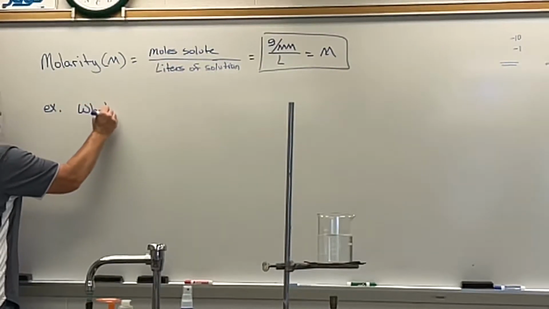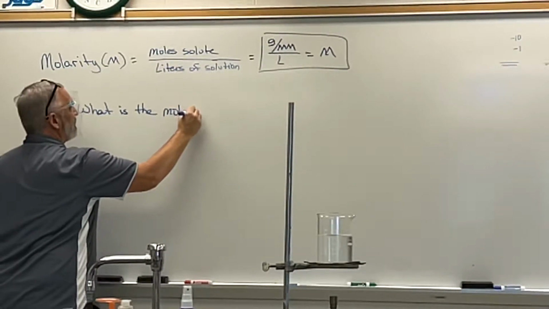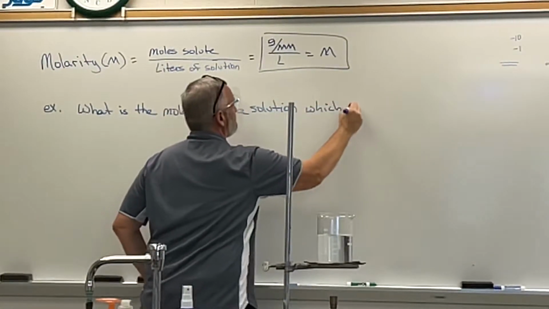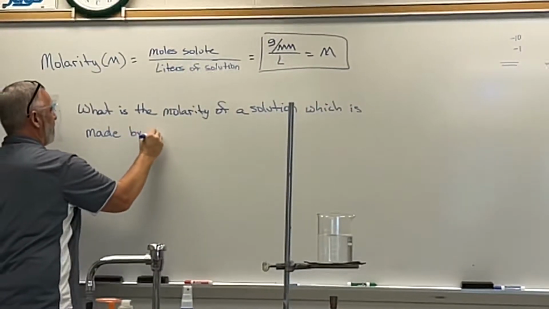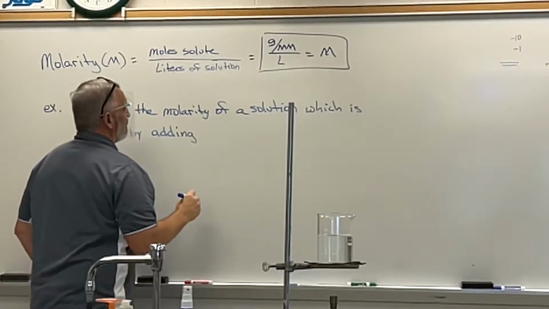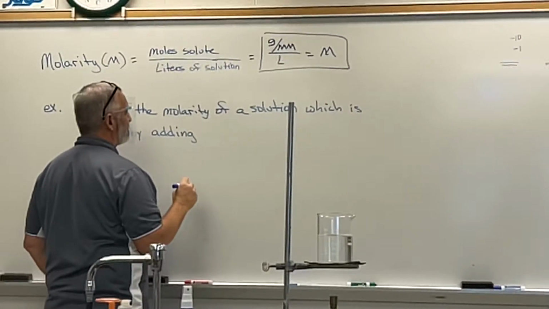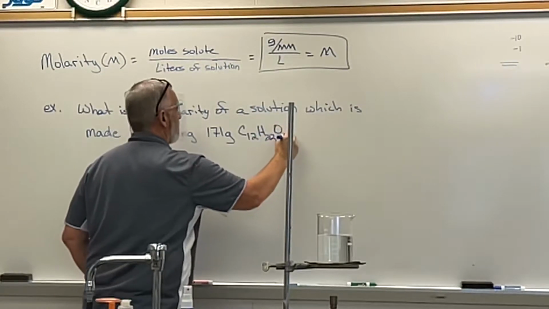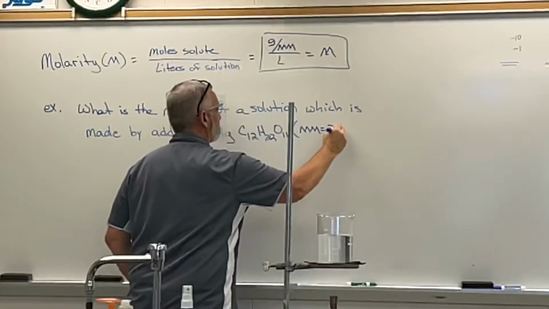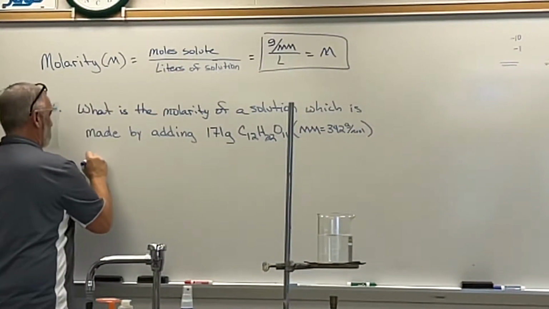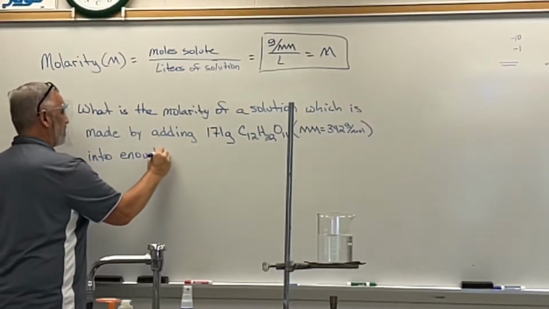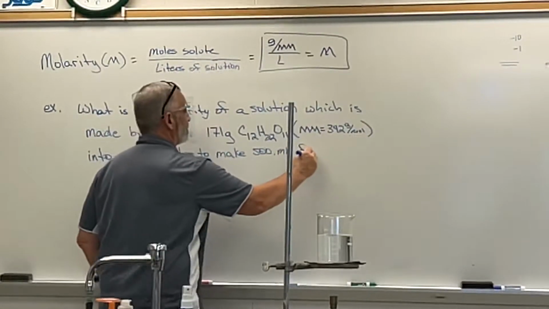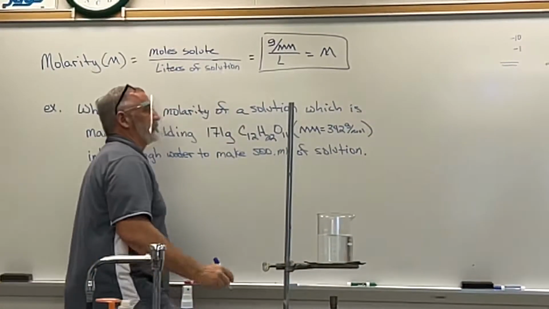Okay? So, example. What is the molarity of a solution which is made by adding 171 grams into enough water to make 500 milliliters of solution?